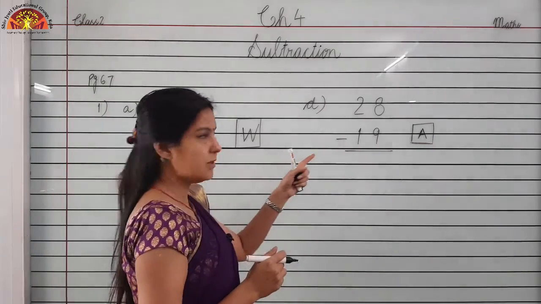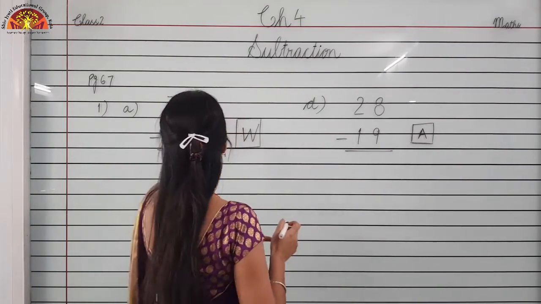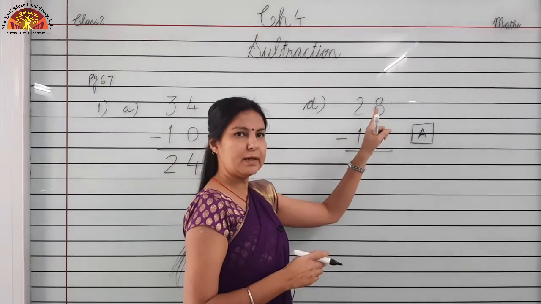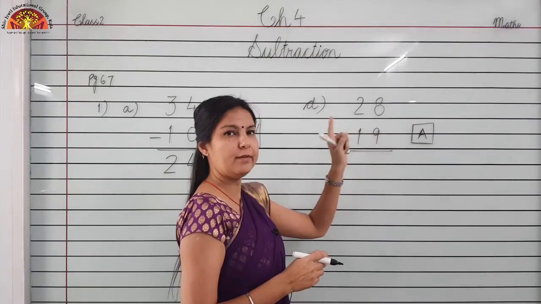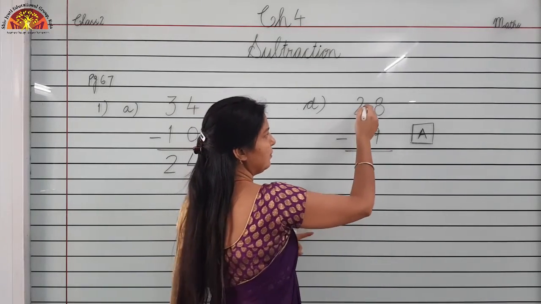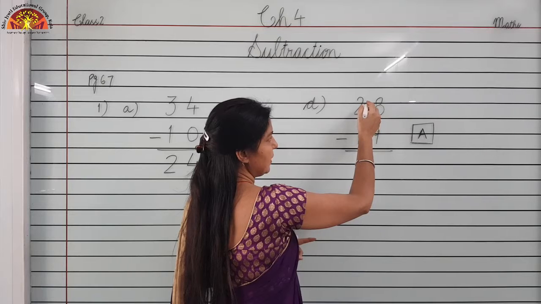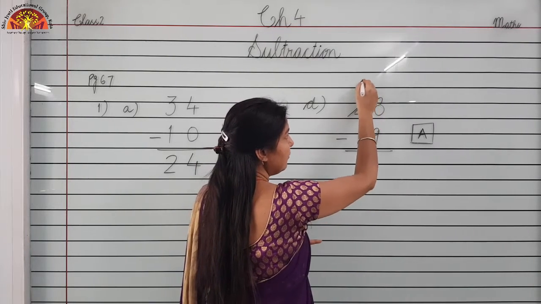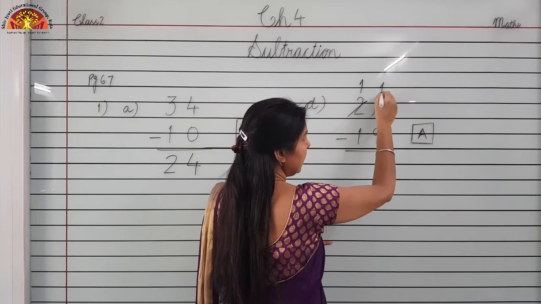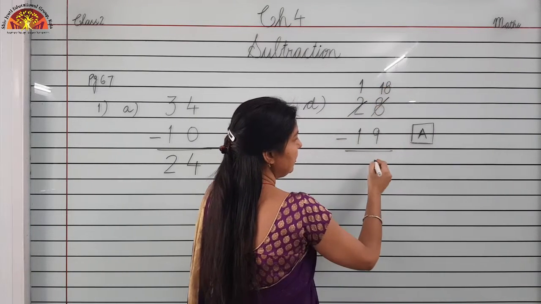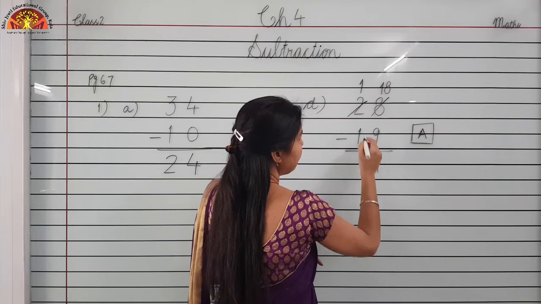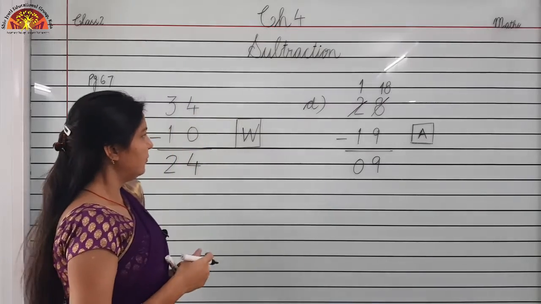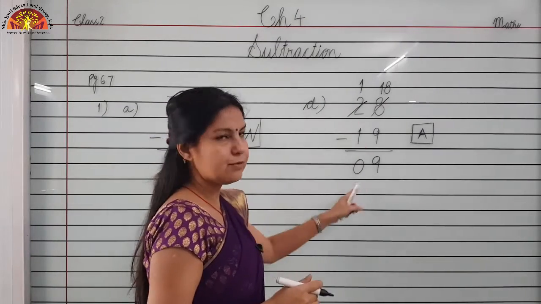Now let's see this question. This is D, part of question number A. Here we have to check the numbers. If the upper number is smaller, then we have to borrow from the number which is at tens place. Here 2 is at tens place, so we will take borrow from here. It will become 1 and it will become 18. Now 18 minus 9 is 9 and 1 minus 1 is 0. So children, we solve these sums. This is the difference of these two numbers.